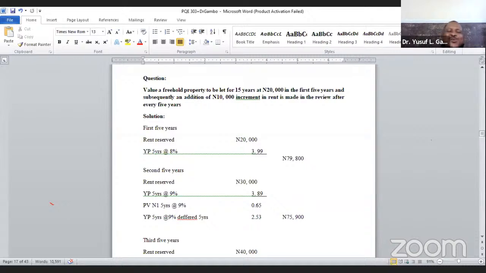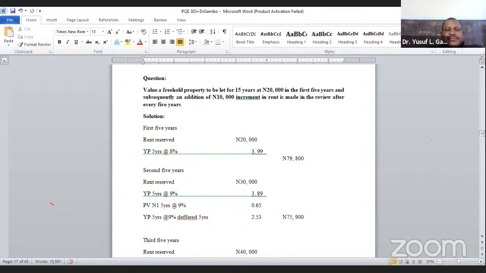When you are asked to do this valuation, you find out that from certain years to certain years you have 20,000. The first 5 years, you have 20,000. The next 5 years, 5 to 10, you have 30,000. The next one, you have 40,000. And so on until you revert back to the freeholder. So definitely there are stages of valuation in this case. And that is the valuation of varying income on the same property.